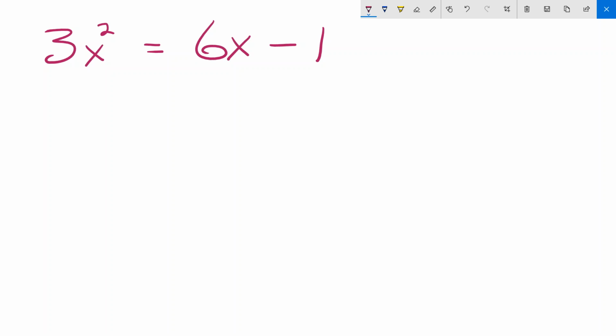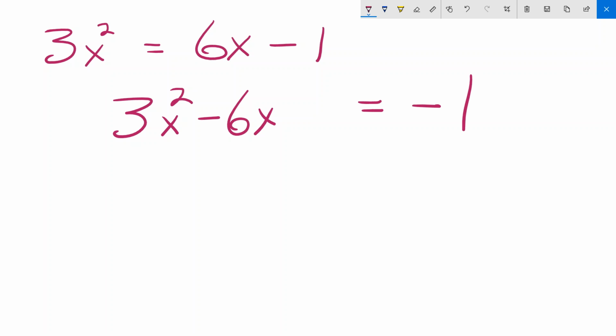Start. So you're supposed to use complete the square, right? Yes. Okay. So you'd have to move the 6x over, so it'd be 3x squared minus 6x equals -1. And then you'd have to pull out a 3. Tell me in the next line. So it would be 3 parentheses x squared minus 2x, end parentheses, equals -1.